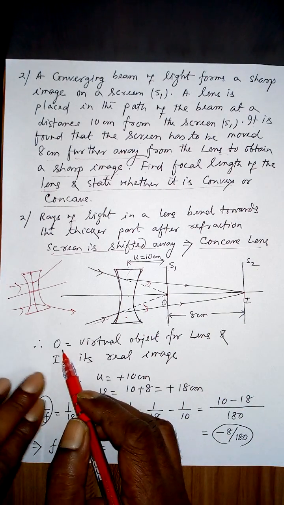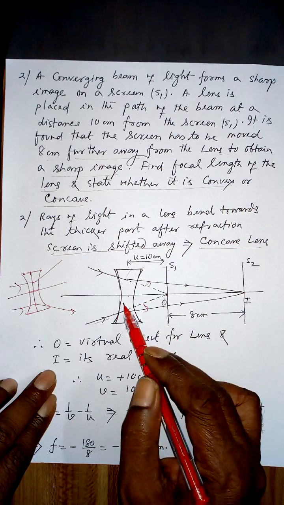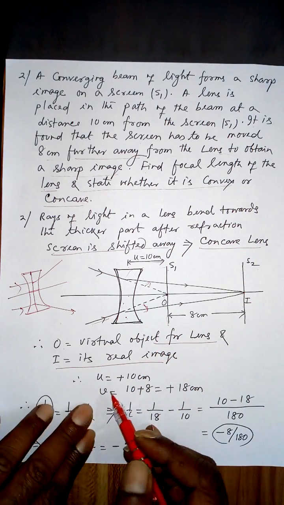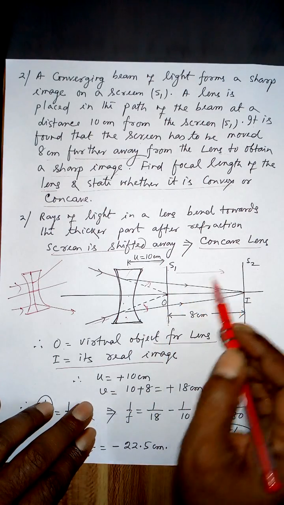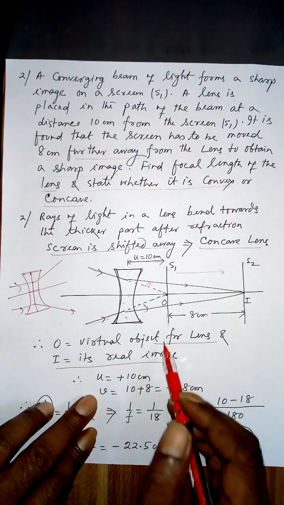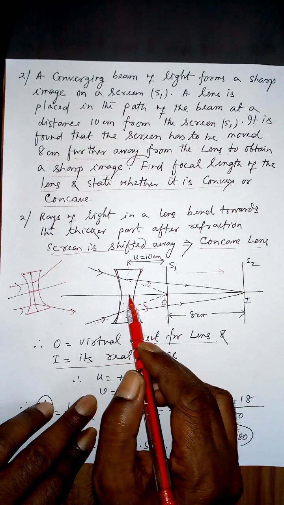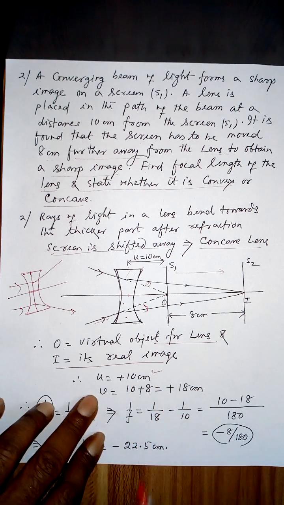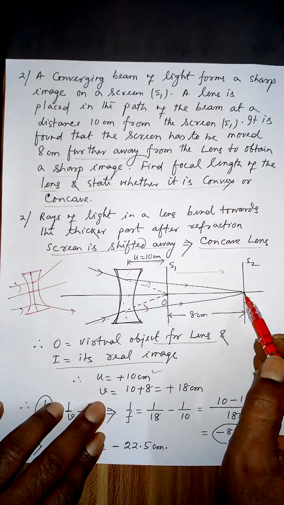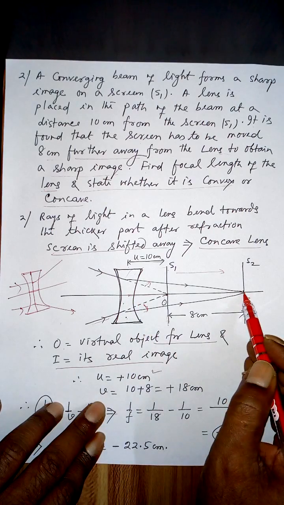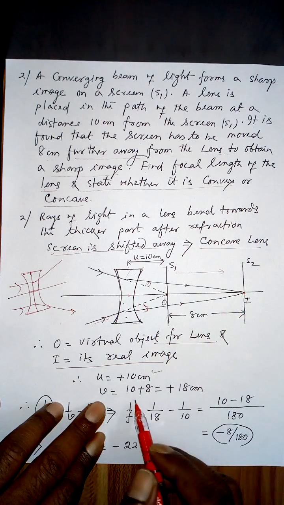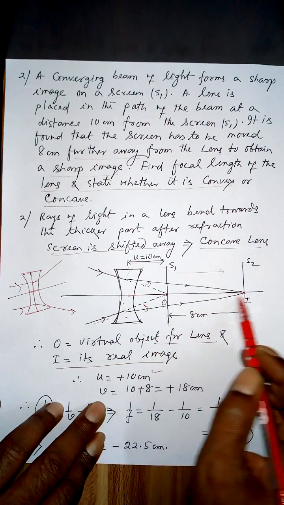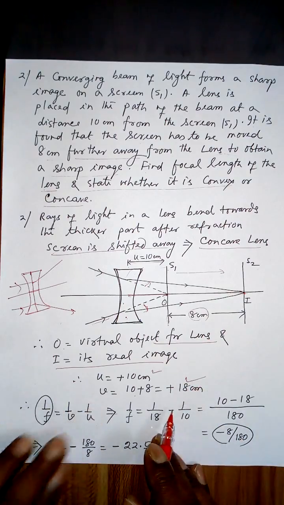Now, therefore O is the virtual object for the lens and I is its real image. The direction of light is to this side. From here to this side is positive. So the distance of O from this point is in the direction of light, that is positive 10 centimeter. Now the image is here in the direction of light, so from here to here is also positive. So from here to here will be 10 plus 8, that is equal to 18 centimeter.